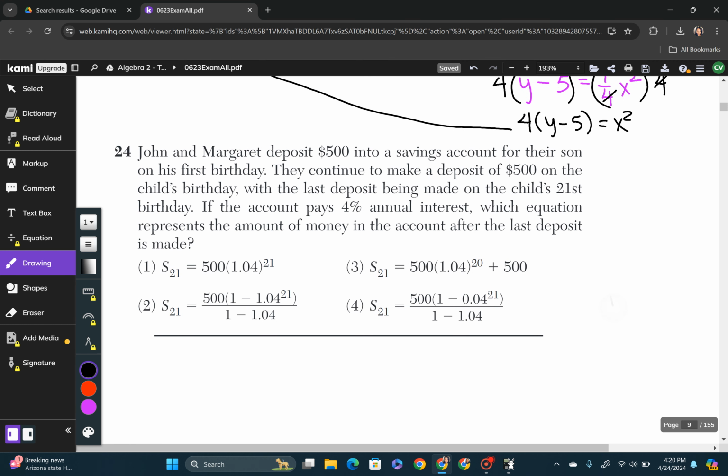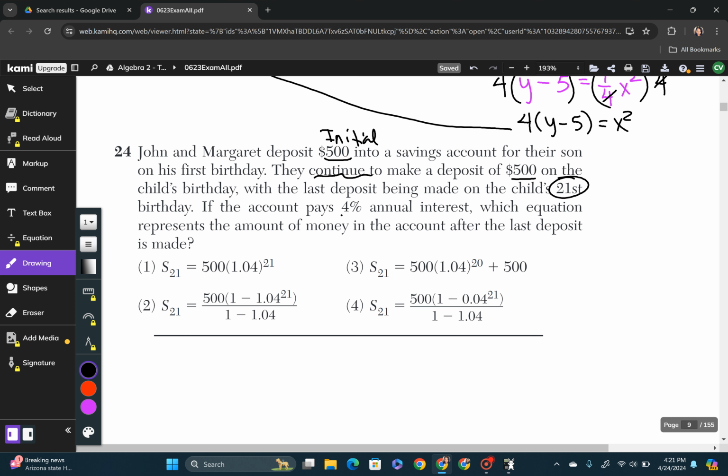So now we're looking to see what is going on in this problem here. So I have John and Margaret deposit 500. So this is my initial amount, the start amount, into a savings account. They continue to make, so they're going to keep going to deposit $500. So it's gonna be growing. So 500 and then 500 again. It's gonna keep going on the child's birthday, with the last deposit being made on the child's 21st birthday. It's a little bit messed up because the child turns 21 and it's like, okay, we're done. If the account pays 4%, so here's my rate, which equation represents the amount of money in the account?